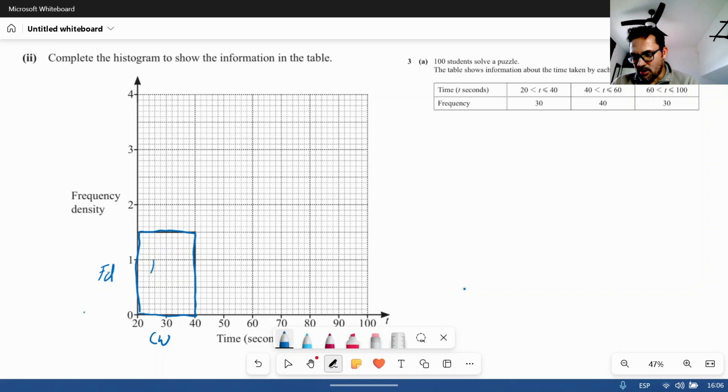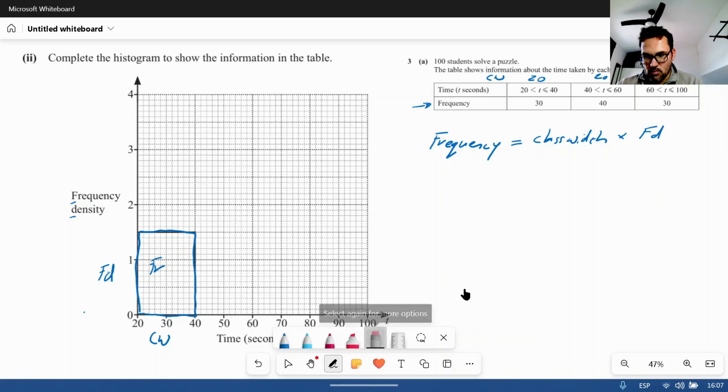The area is the frequency. Guys, remember, frequency, which just means the amount of students in this case, is the area of the bar, which is the class width. So how wide the class is: 20 to 40, this is 20. This is also 20 from 40 to 60, and this is 40, times the frequency density. I'm too lazy to write that out, FD, which is the y-axis over there.